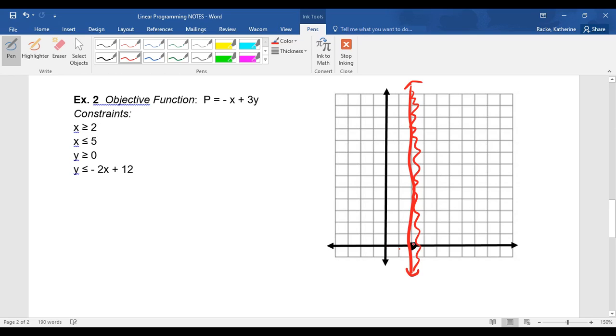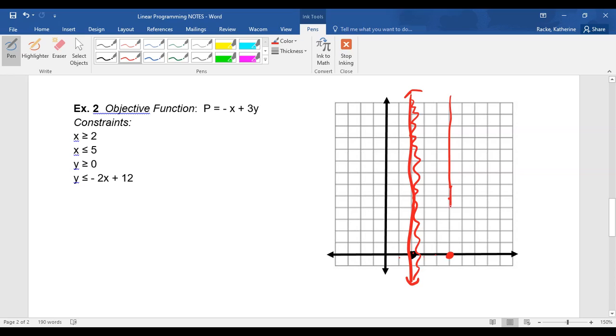x is less than 5, so 1, 2, 3, 4, 5. Less than, so it's going to be on the left side. And that will continue all the way that way, and then this line will continue all the way that way for now. y is greater than 0, so I'm going to have y is greater than 0. Horizontal line, greater than 0, so it's going up. So you can see we already have 2 vertices right here.